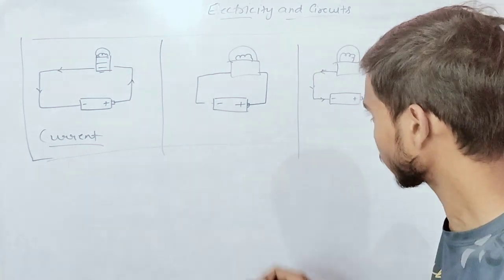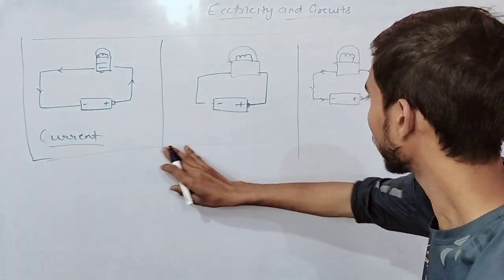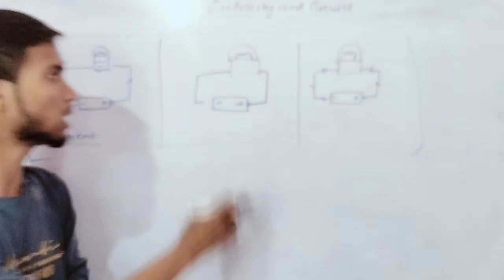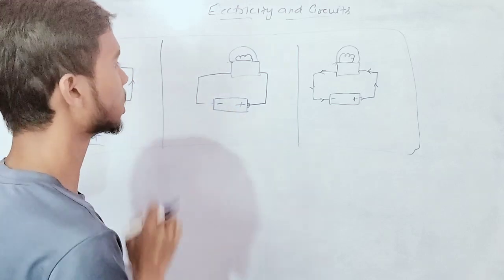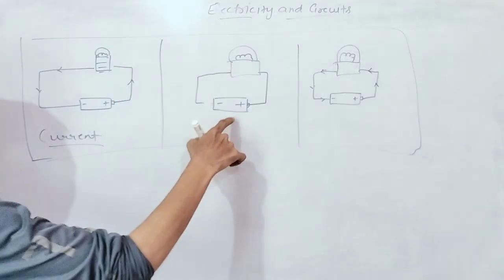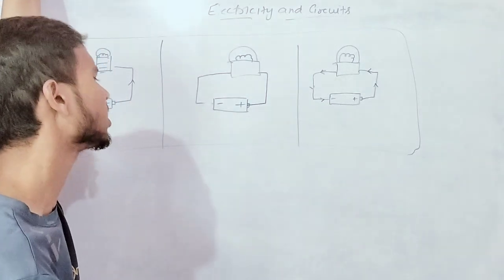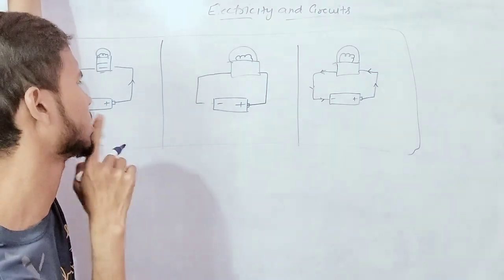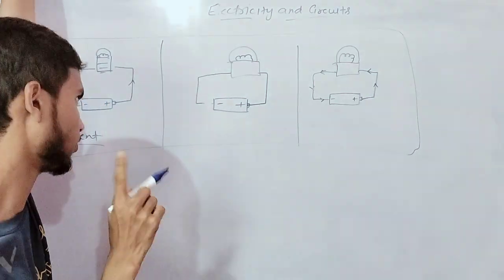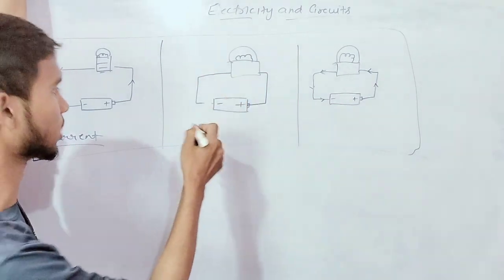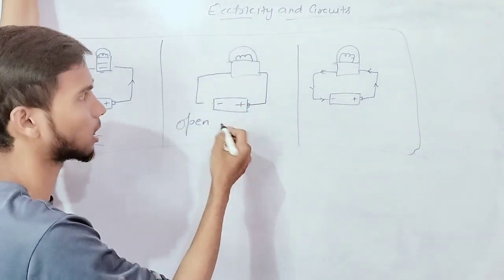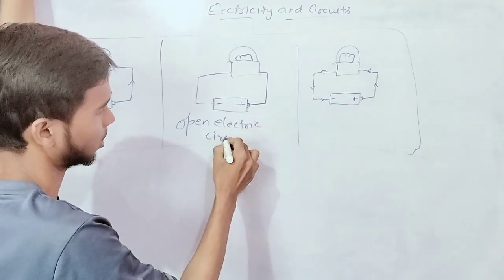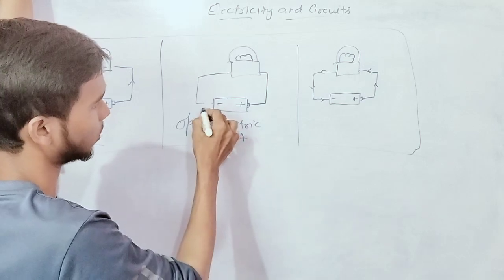Now, next. From this figure, what are you trying to understand? Here, this is broken. This is not connected to the bulb. So can we say this electric circuit is open? If this is open, we can say open circuit, open electric circuit. Of course, because this is open.